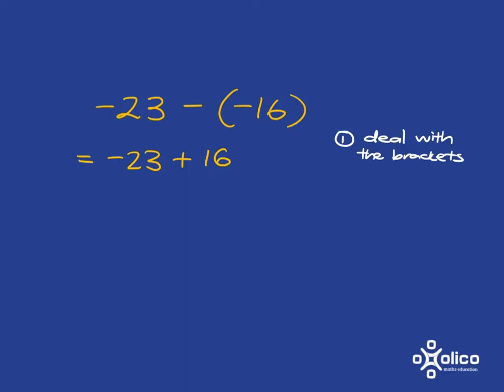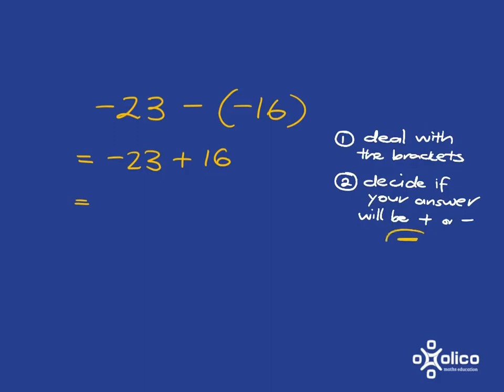Once we've dealt with the brackets, the next step that I always recommend is the following. Decide if your answer is going to be positive or negative. This just helps me not go wrong. So if I have a look here and I think about it, I'm at negative 23 and I'm going to be coming up by 16 steps. Am I going to go beyond the 0? Well, no, I'm not. So I know that my answer is going to be negative. So I make a note for myself of that.